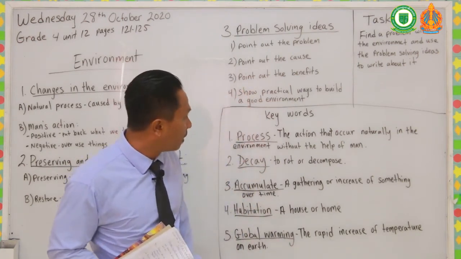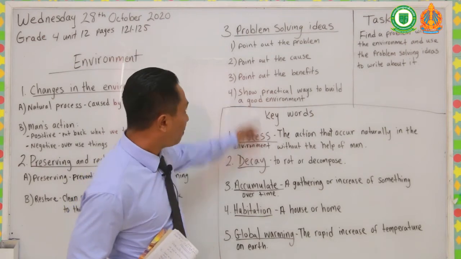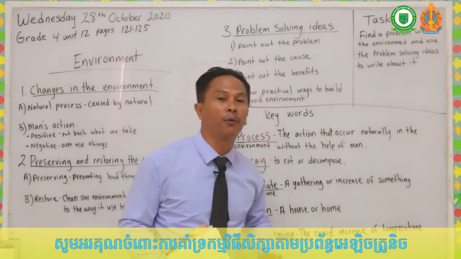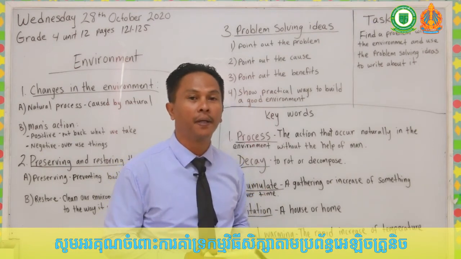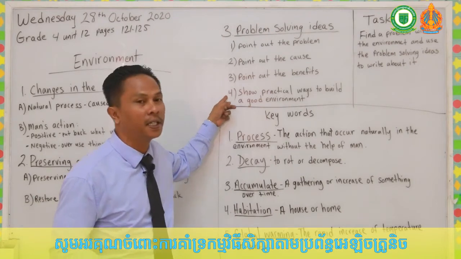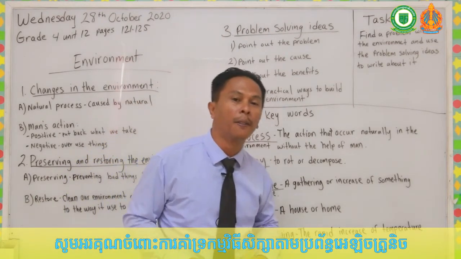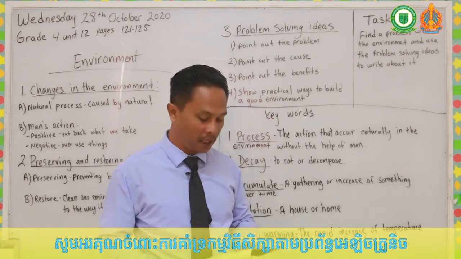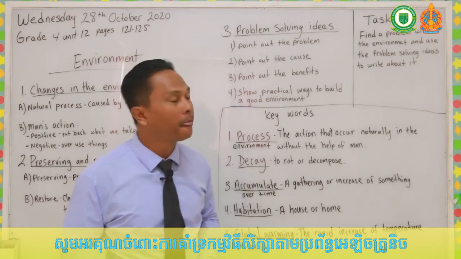So moving along to your task, I want you to use these problem-solving ideas, okay? I want you to find one problem with our environment, okay? Find one problem with our environment and then use these 4 ideas and then write me a little paragraph or 2 about that, okay? And then please submit it to me, to my personal Telegram.